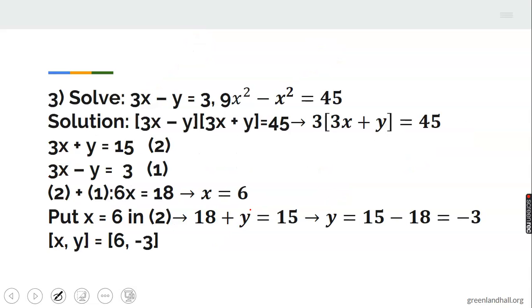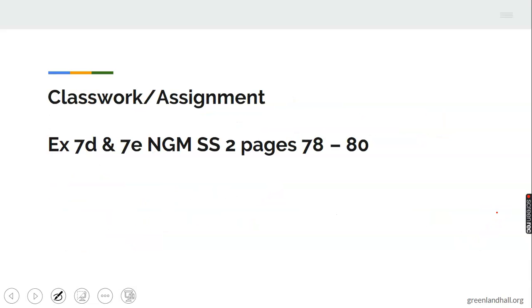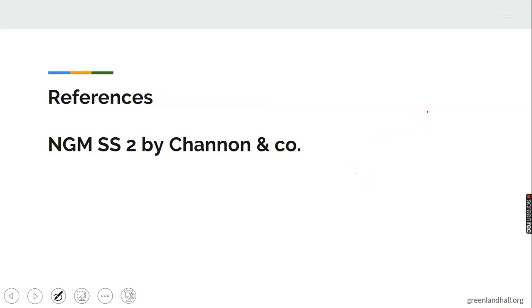Now this is a difference of two squares. When you factorize this, you have this. So the first one divided by 3, you now have this one equals 15. That's dividing by 3. So you use the elimination method again. You add this together, and x is 6. Then substituting, you have y to be that. That's the solution. So I'm giving you this one as an assignment.